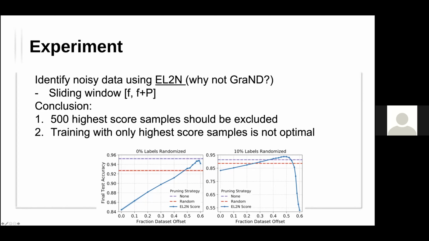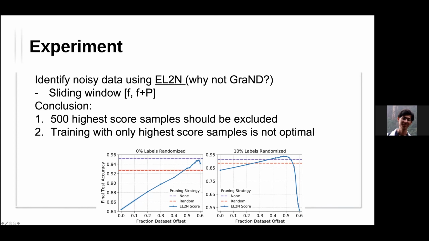So that means if it's 0.1, then it's 10%. And the y-axis is final test accuracy. And how much noise data have they injected in the data? On the left, we have 0% label randomized. On the right, we have 10% label randomized.